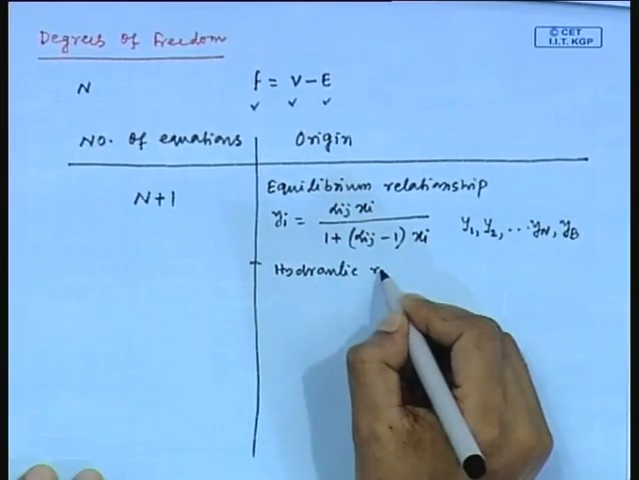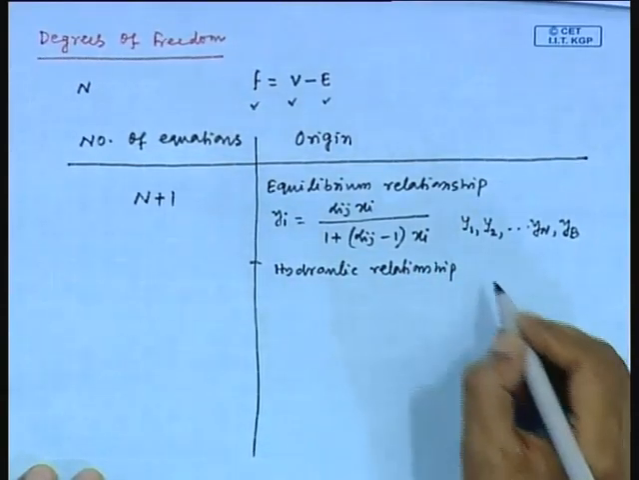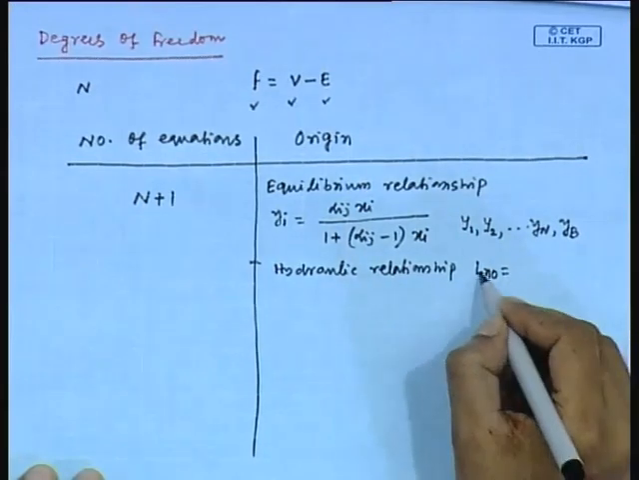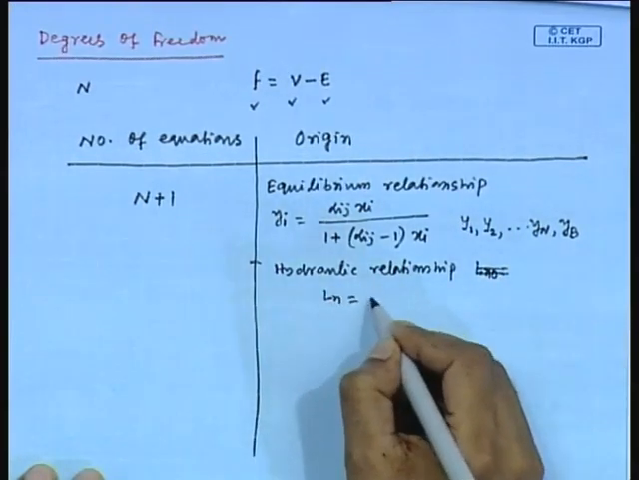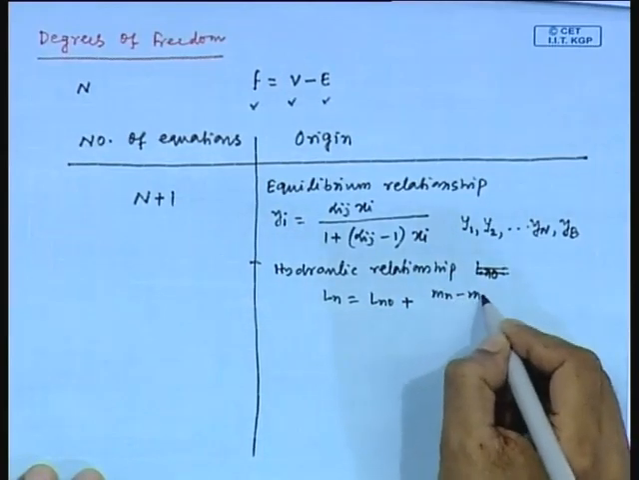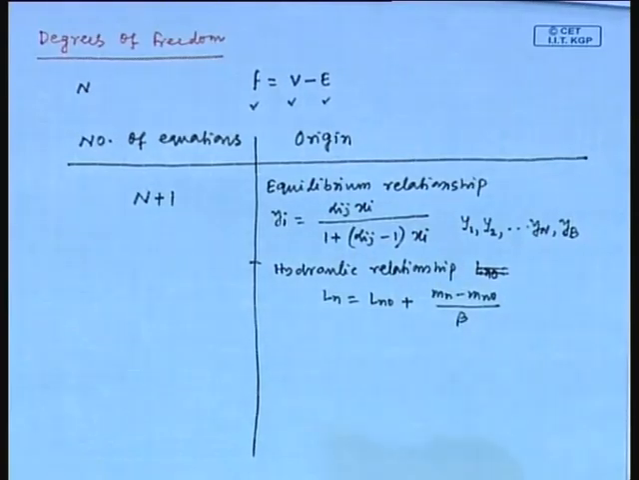Hydraulic relationship, that is L n equals L n naught plus m n minus m n naught divided by beta.